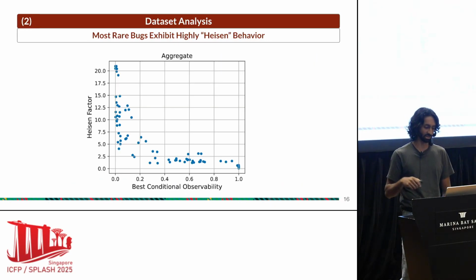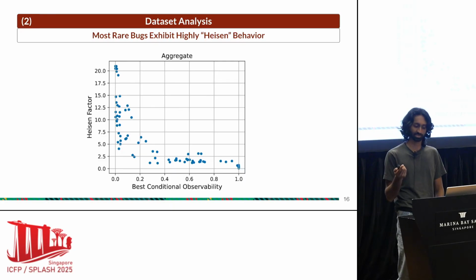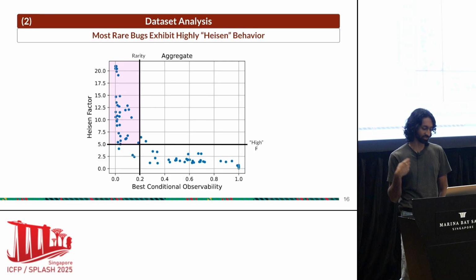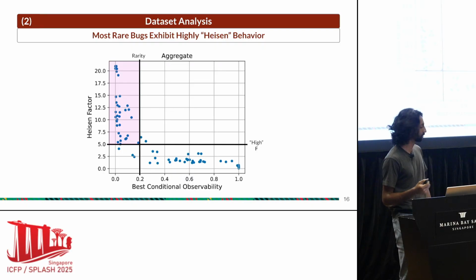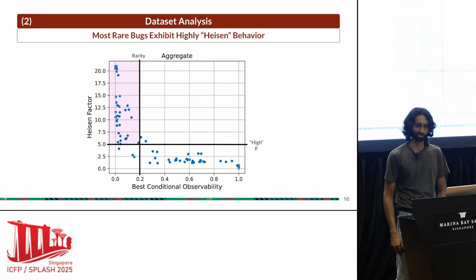The second thing we notice is that most rare bugs are actually heisenbugs. And so if you look at this top left quadrant that we've highlighted in our graph of Heisen factors and best conditional observability, what you see is that there's a high density cluster of low observability, high Heisen factor bugs.